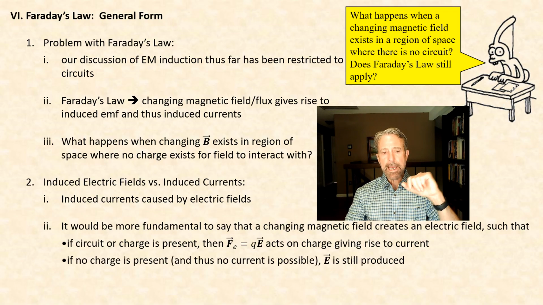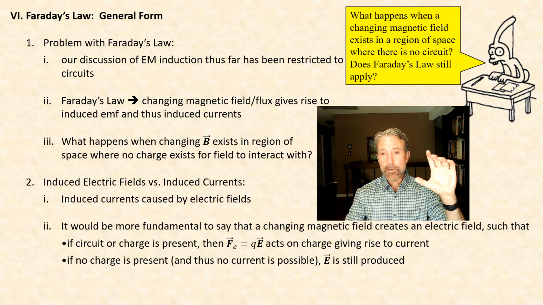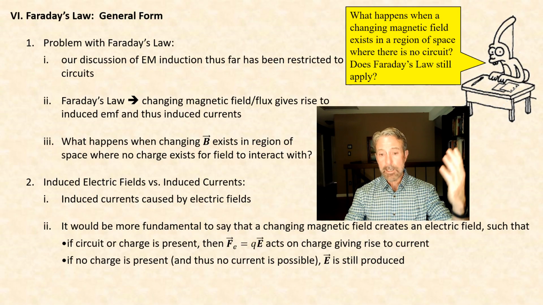current. But what if there was a region of space where there was a changing magnetic field, which creates an electric field, yet there was no charge present and therefore no current possible? Well, what we're going to say is that that electric field would still be induced. It would still be produced by that changing magnetic field and changing magnetic flux.